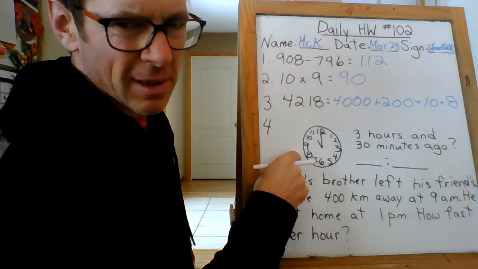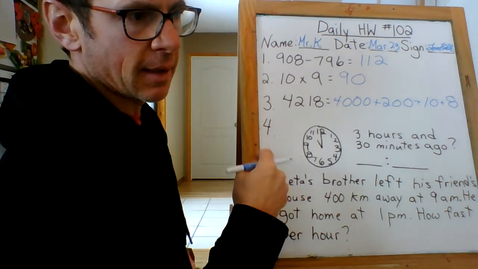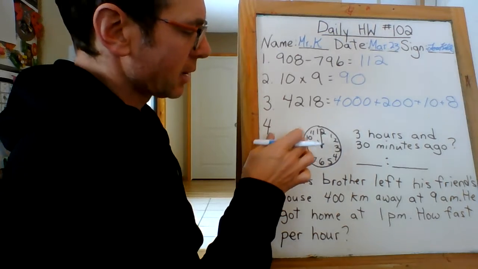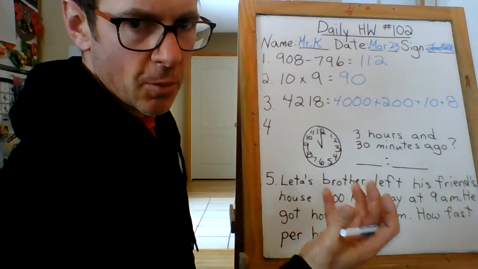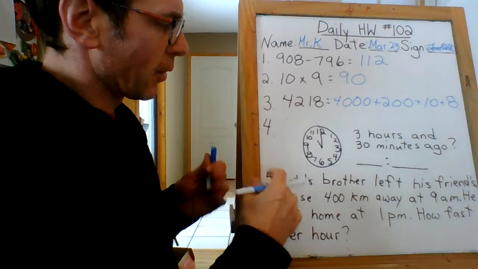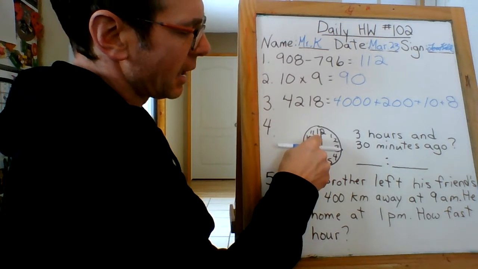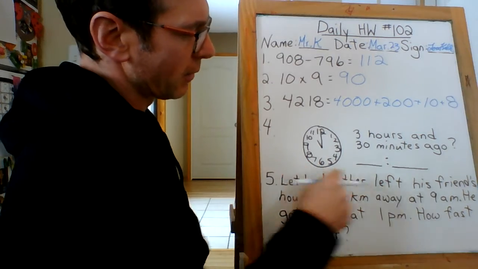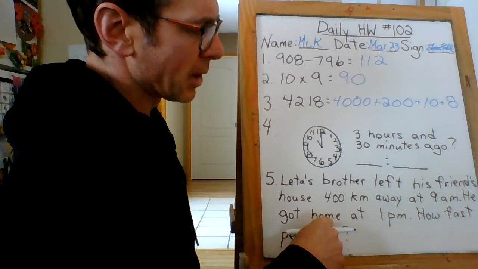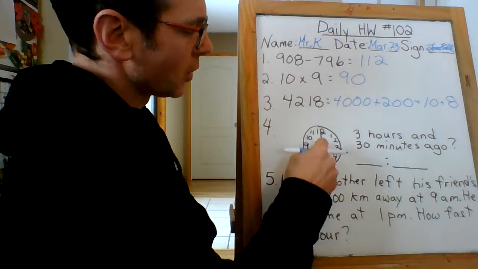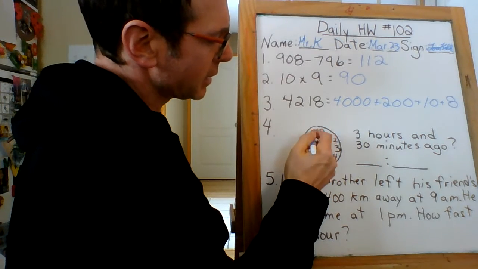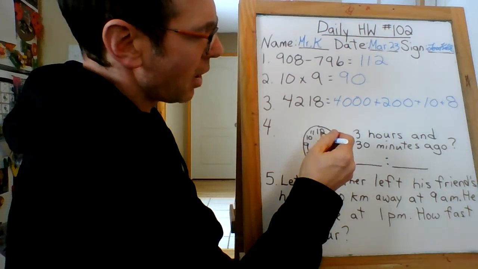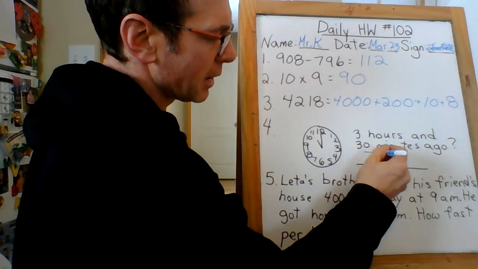Number 4, I noticed it looks a little funny on different devices. When I use my Chromebook, it looks like this, but when I used my phone to check it, it looked a little different. What it's supposed to have is 11 o'clock. The shorthand pointing at 11, the longhand pointing at the 12. And my question was, what time was it 3 hours and 30 minutes ago? So if I go back 3 hours, that takes me back 10 o'clock, 9 o'clock, 8 o'clock, and then 30 minutes before 8 o'clock is 7:30.